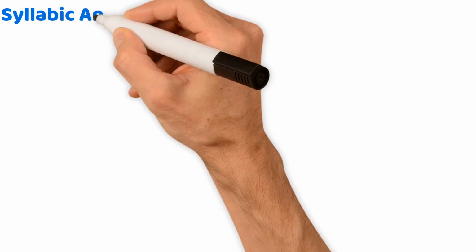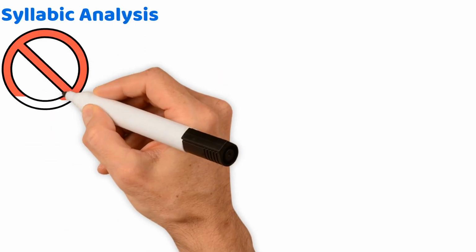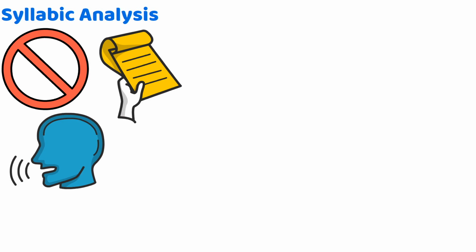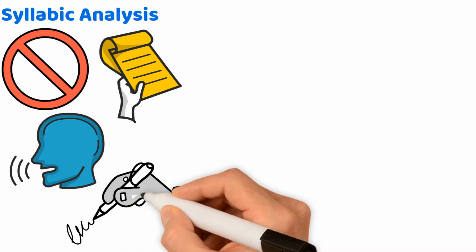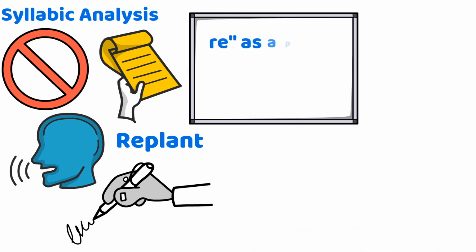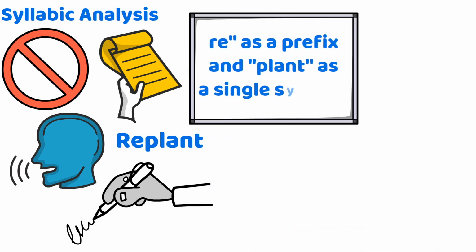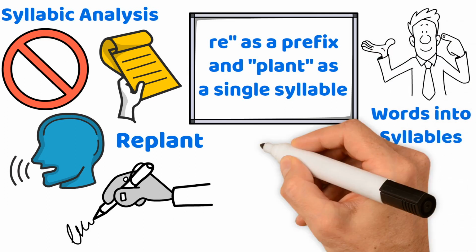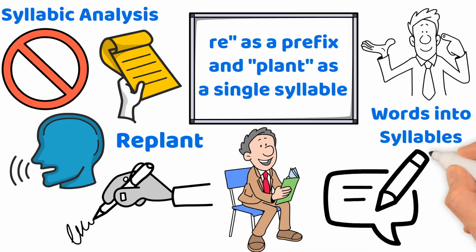Now, syllabic analysis. This isn't just clapping out syllables, it's about applying rules that help decode and spell words accurately, vital for written responses on your test. For example, with a word like replant, identify re as a prefix and plant as a single syllable unit following it. Knowing where to split words into syllables helps in both reading them correctly and spelling them in your written answers. All right, future educator, let's keep the momentum going.